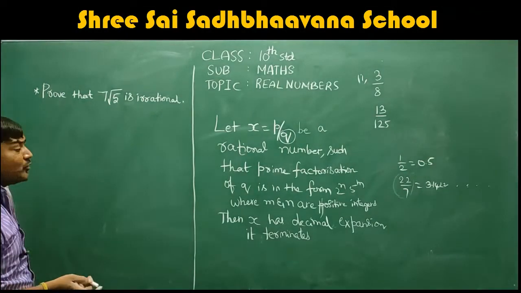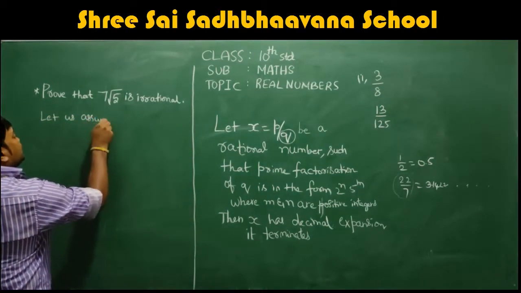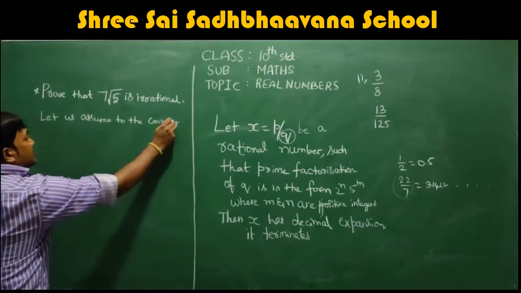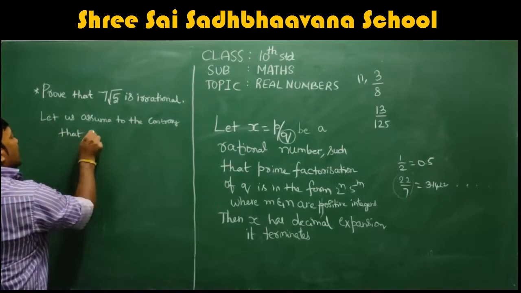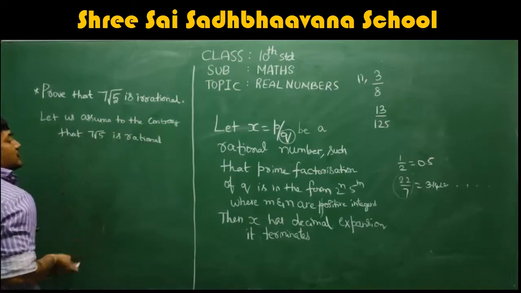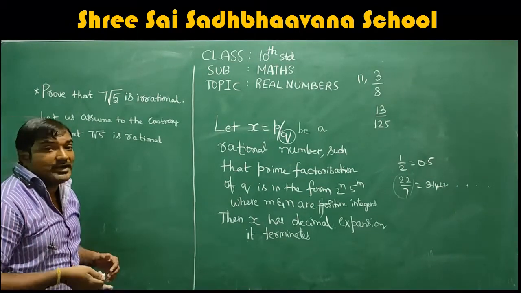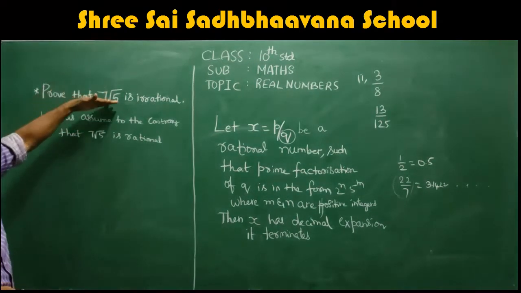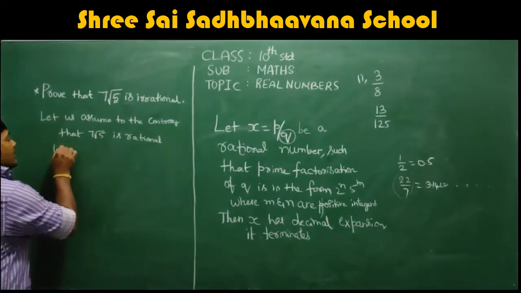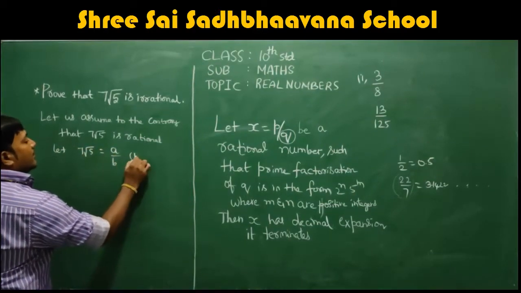First step, let us assume to the contrary that 7 root 5 is rational, correct? First and foremost thing we have to do is assume to the contrary. Contrary means opposite to the statement. We have to prove that 7 root 5 is irrational, but we are assuming that 7 root 5 is rational. Next step, let 7 root 5 is equal to A by B, where B is not equal to 0.